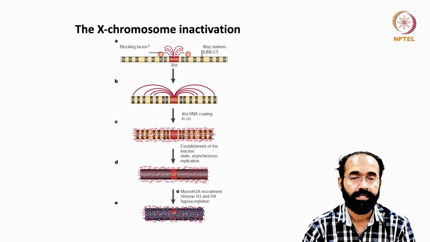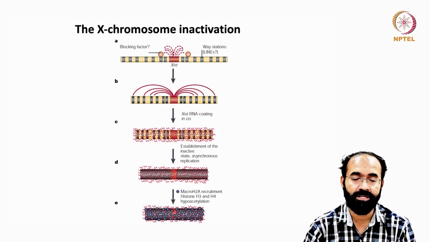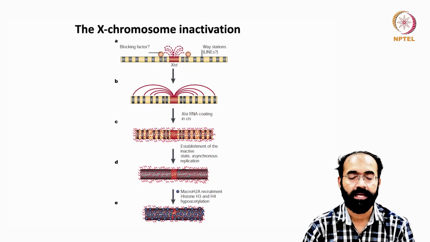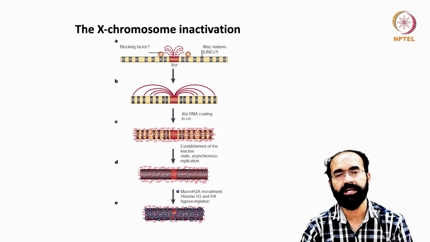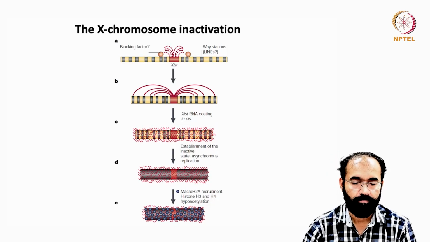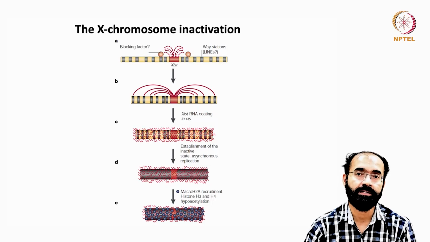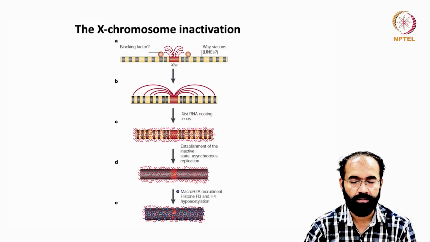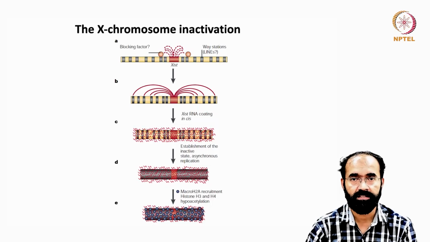The Xist is expressed from the X inactivation center, and it spreads from the nucleation point. It causes the condensation, brings these LINE elements closer, and Xist RNA coats the entire chromosome. It brings about the establishment of an inactive state, and it also finally recruits macroH2A, a specific type of histone, and it seals or finalizes the compaction.